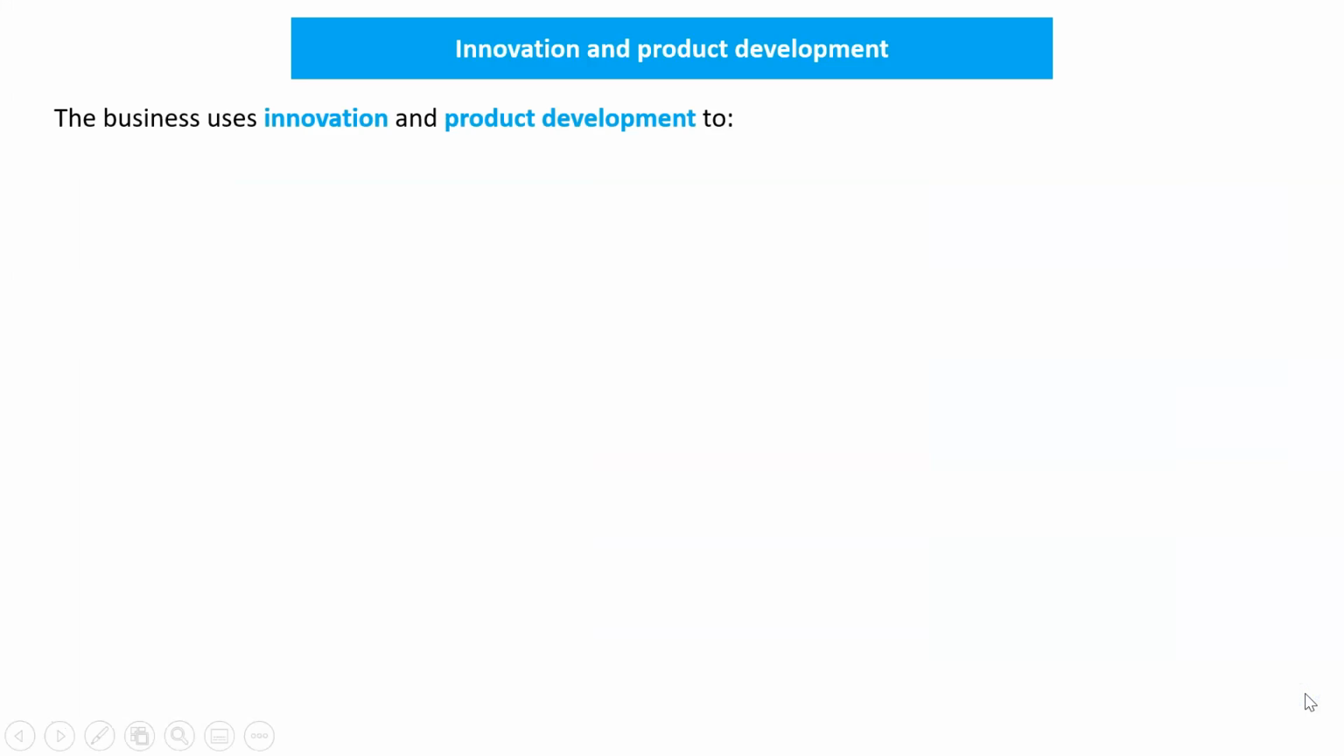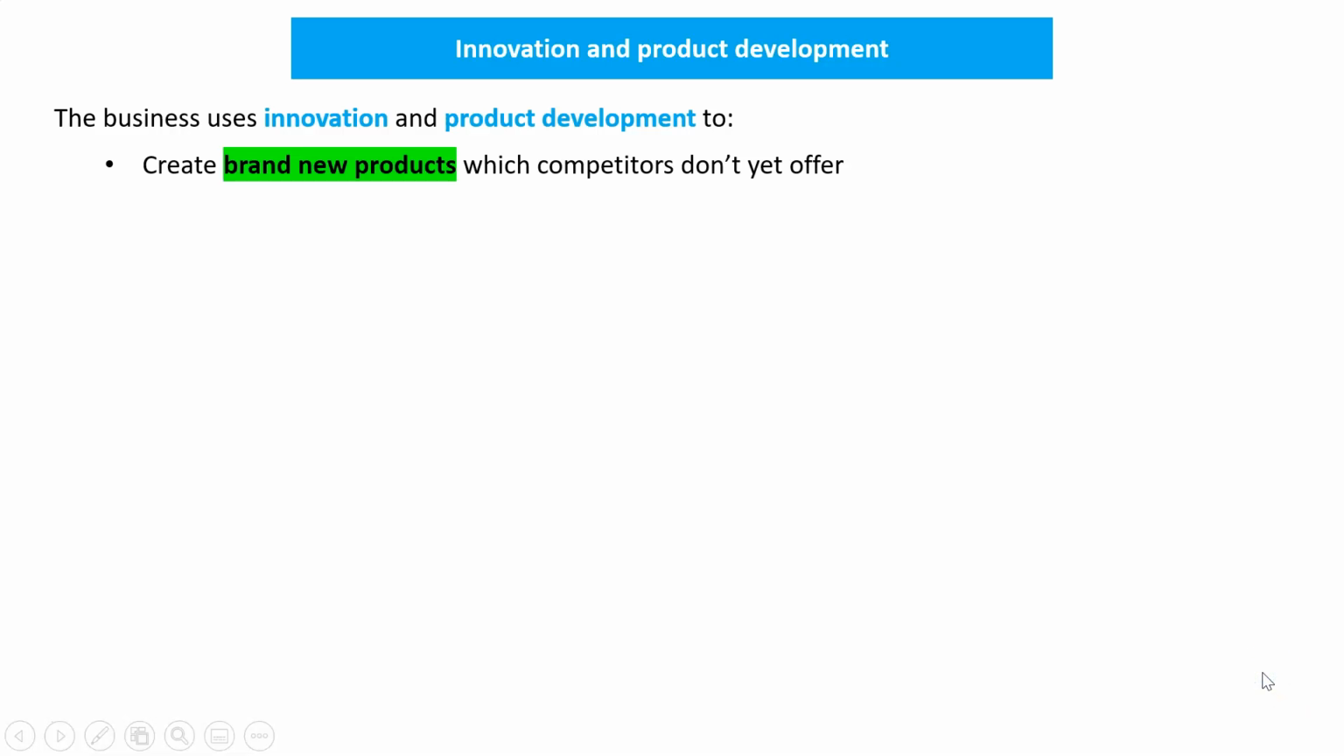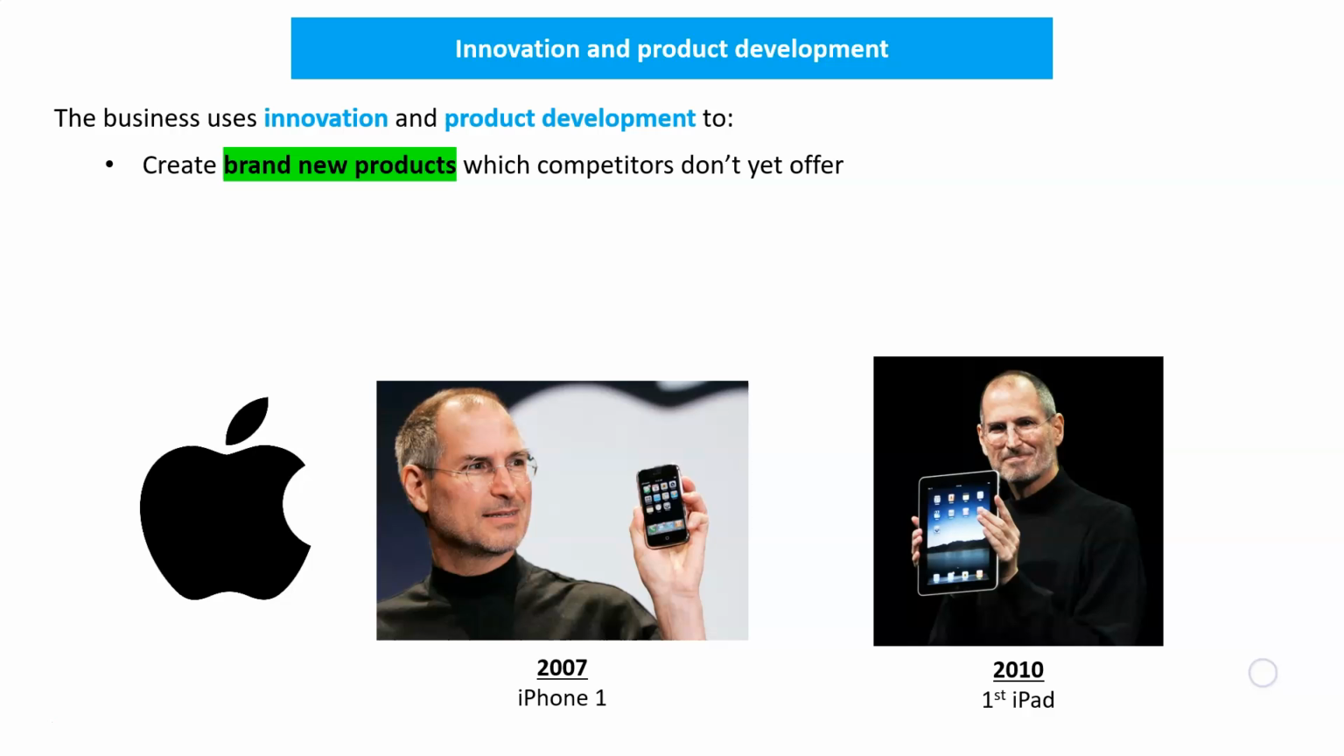So let's take these one at a time. Let's look at product innovation and development. So the business uses that to create brand new products which competitors don't yet offer. So looking at Apple, we could say in 2007 there was no such thing as a smartphone until Apple came and released it. Brand new product. 2010, there was nothing really called a tablet. Apple invented it, so that's a brand new product.